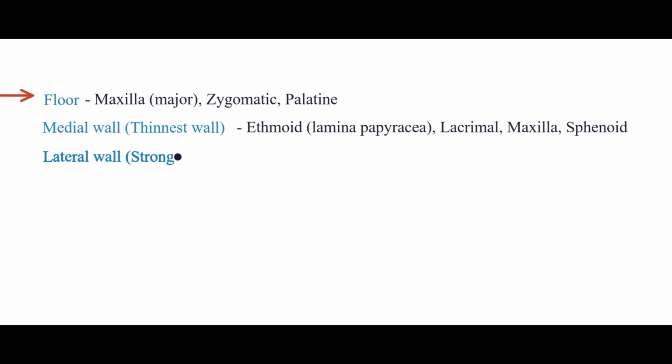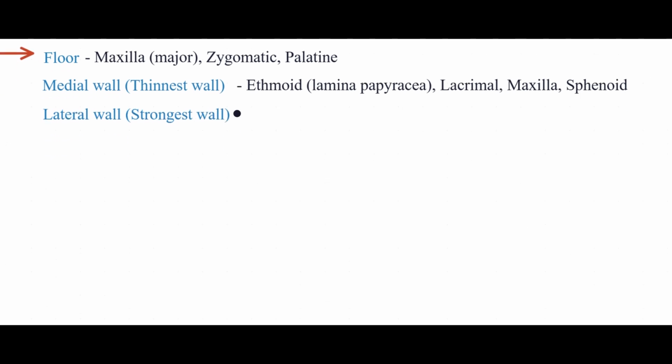Now, coming to the lateral wall, which is the strongest wall of the orbit. The lateral wall is formed by the zygomatic bone and the greater wing of the sphenoid bone. This wall is thick and strong, and it is the safest surgical approach to access the orbit.